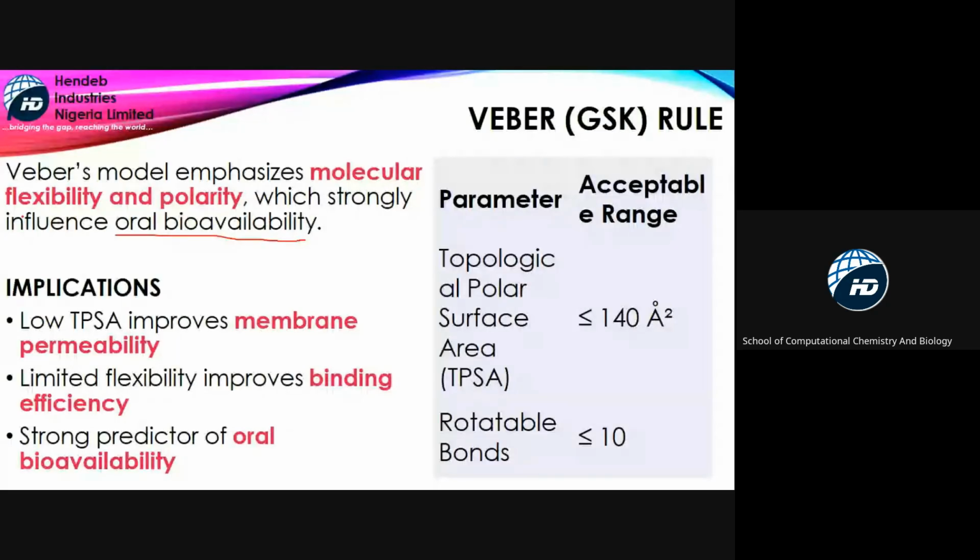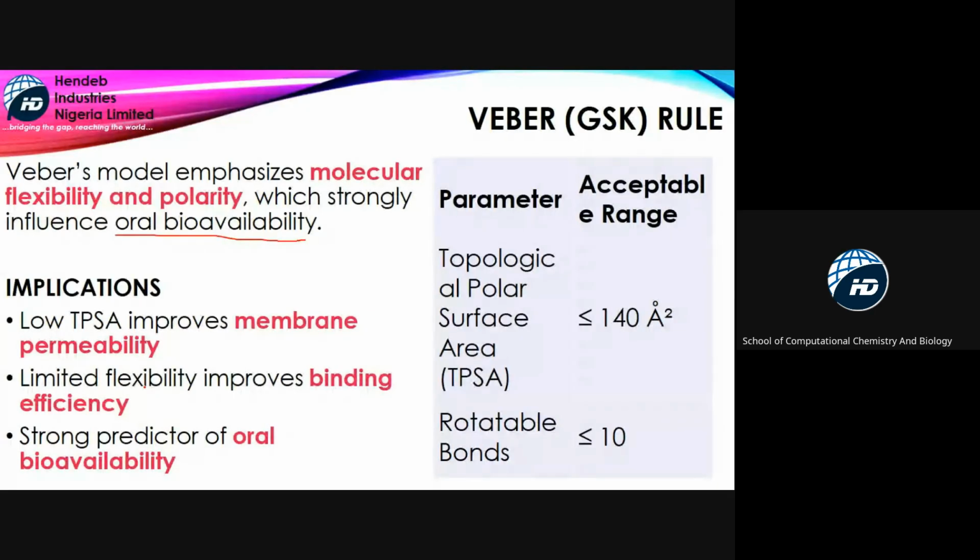The implication is that low TPSA improves membrane permeability, because it's talking about the surface area. So if your TPSA is very low, it helps to improve the penetration, the membrane permeability. So it helps to improve the penetration of that compound. Limited flexibility improves binding efficiency. That is from the rotatable bonds.